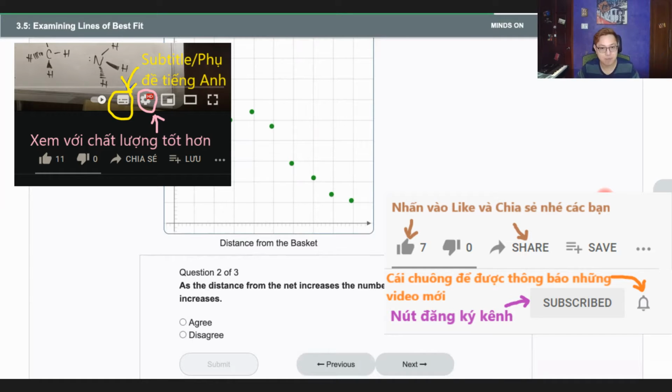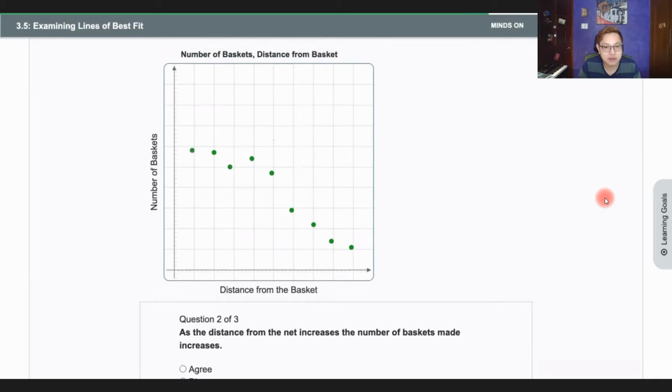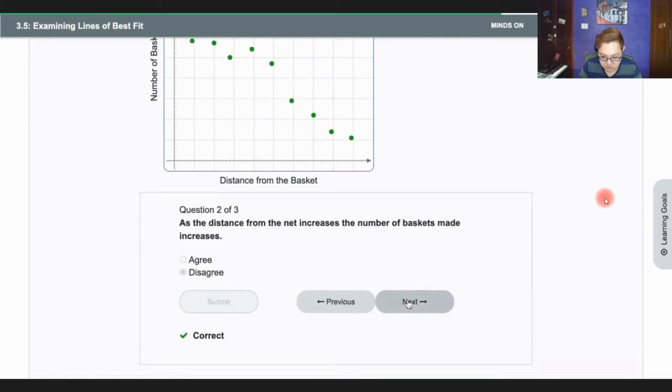As the distance from the net increases, the number of baskets may increase. This is false because it's falling down. If the distance from the net increases, the number of baskets just decreases, right? Yeah, so disagree.